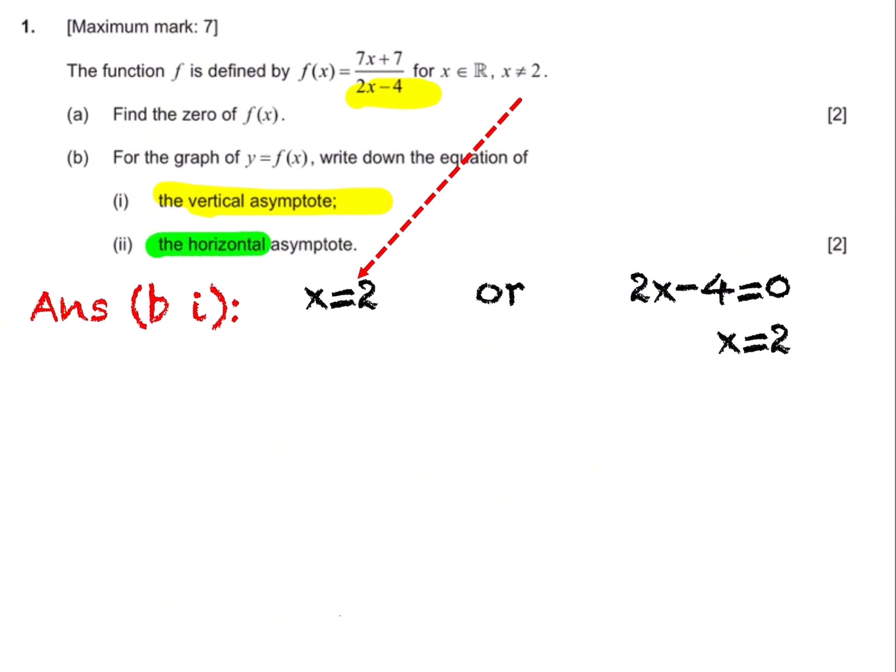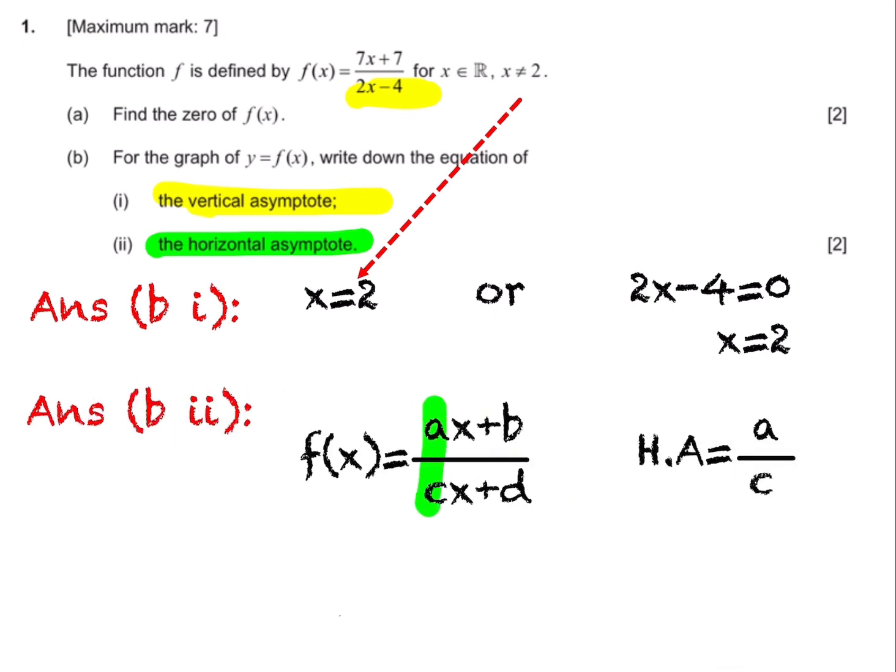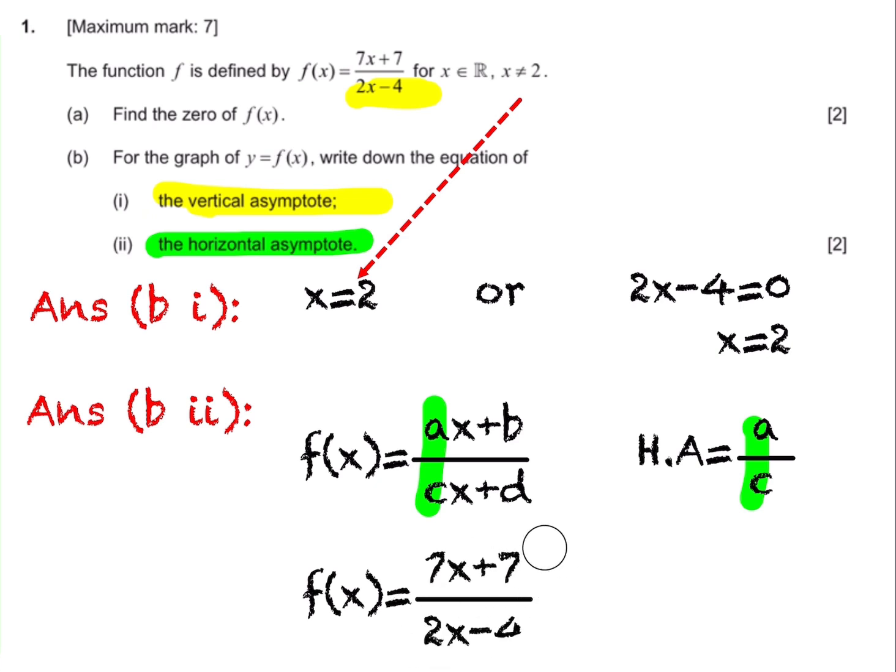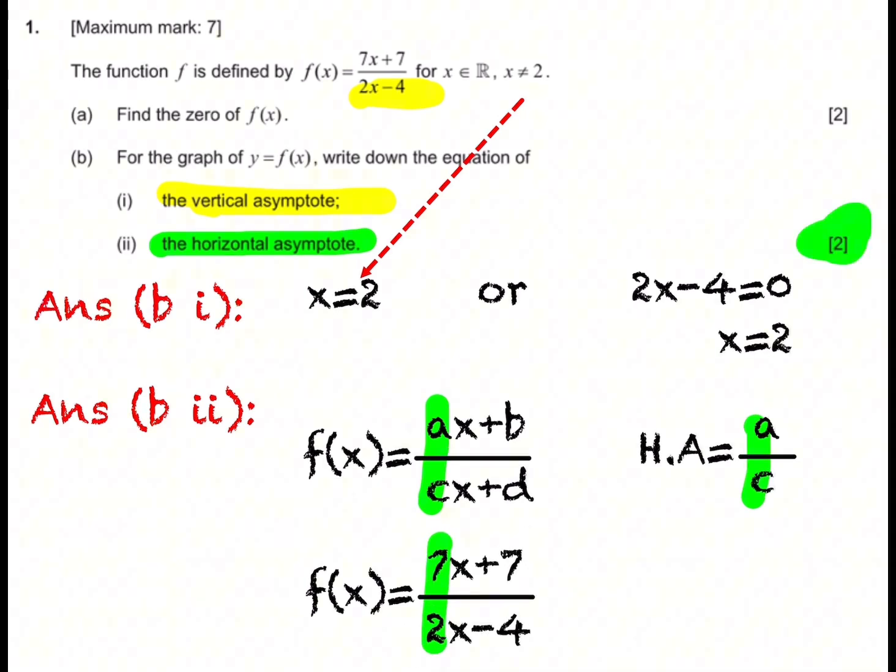The second part of the question asks us to find the horizontal asymptote. To solve this, we need to remember the rule: the horizontal asymptote is the ratio of the coefficients of the x variable. In this question, the ratio is 7/2, so the answer for the horizontal asymptote is y equals 7/2.